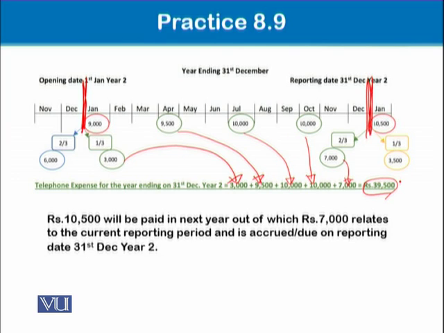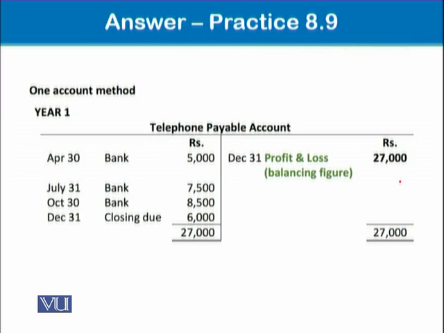So let's move forward. That what happens if we are working out one account method. So just see that we are taking only those figures which belong to our current period. So that telephone payable account will look like this. Here we will be taking only payments, and the closing amount due. Total 27,000 will be taken to profit and loss account.